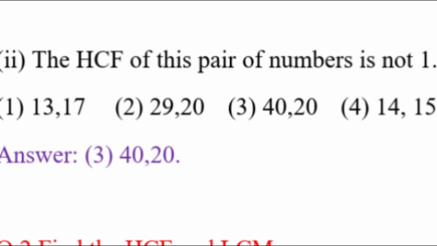Pair number 3, 40 and 20. They will have more than one common factor, so the HCF of 40 and 20 will not be 1. And for the fourth pair 14 and 15, one is even, one is odd, so they will also have 1 as their common factor. So the answer is pair number 3, 40 and 20.